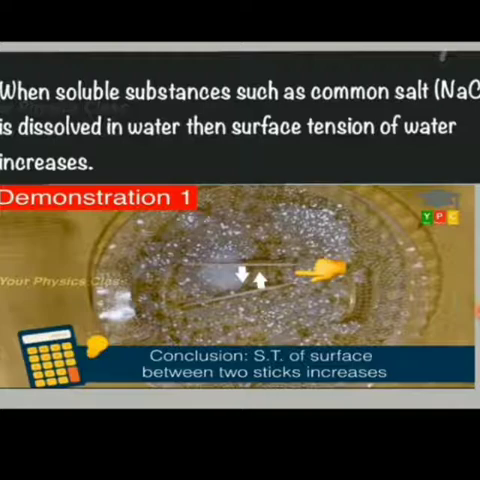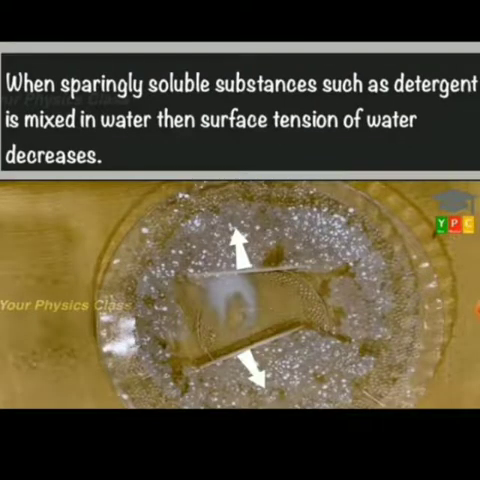Surface tension is the property by which the free surface of a liquid acts as an elastic membrane and has a tendency to occupy minimum surface area. Since these toothpicks move towards each other, the surface tension of the liquid increases.